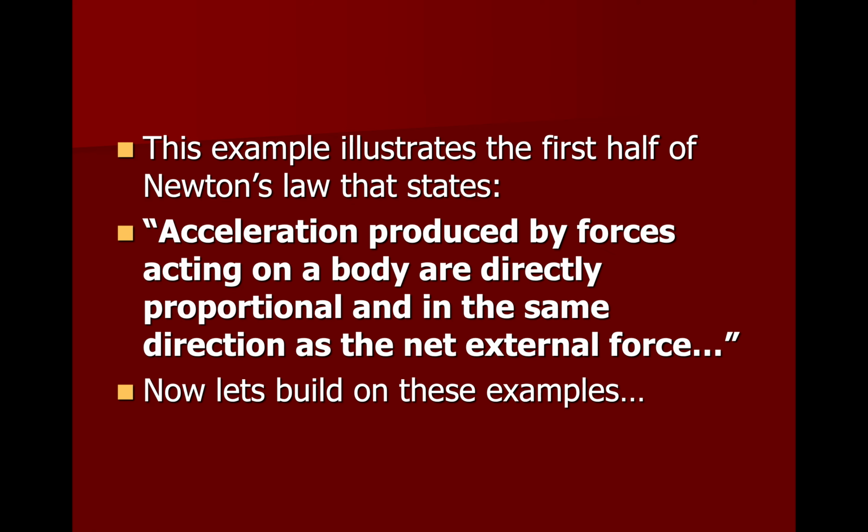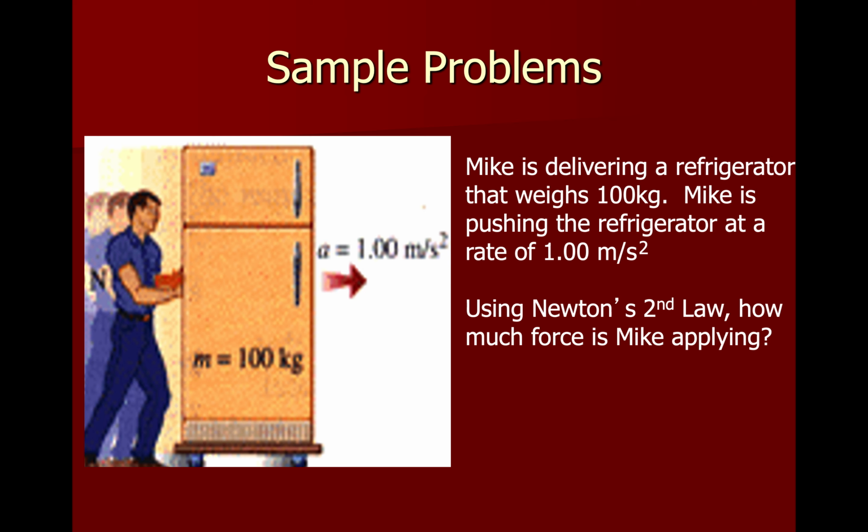Again, this is to illustrate the first half of that statement, right? That acceleration produced by forces acting on the body is directly proportional and in the same direction as the force, right? More force, more acceleration. That's what we call proportionate, or directly proportionate. So now that we understand these concepts, let's build on them, right? Let's talk about some examples that are a little more complicated, more like what you might see in a quiz.